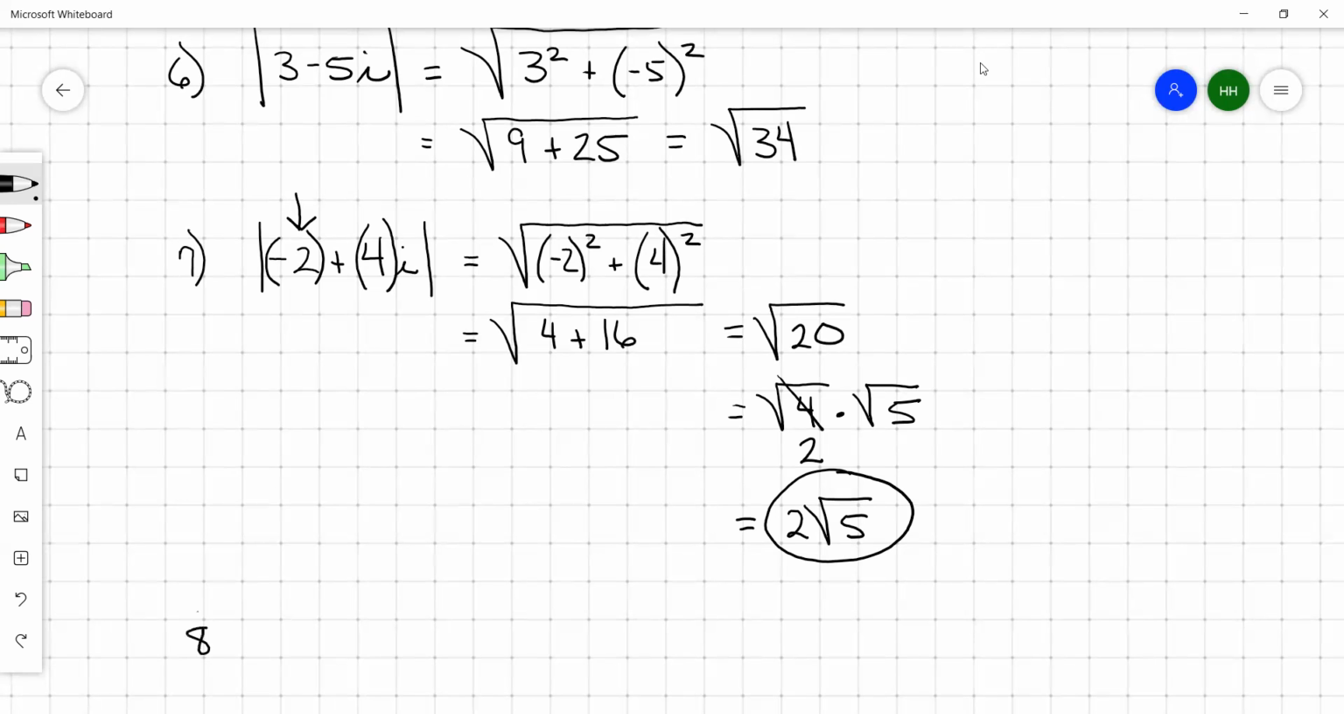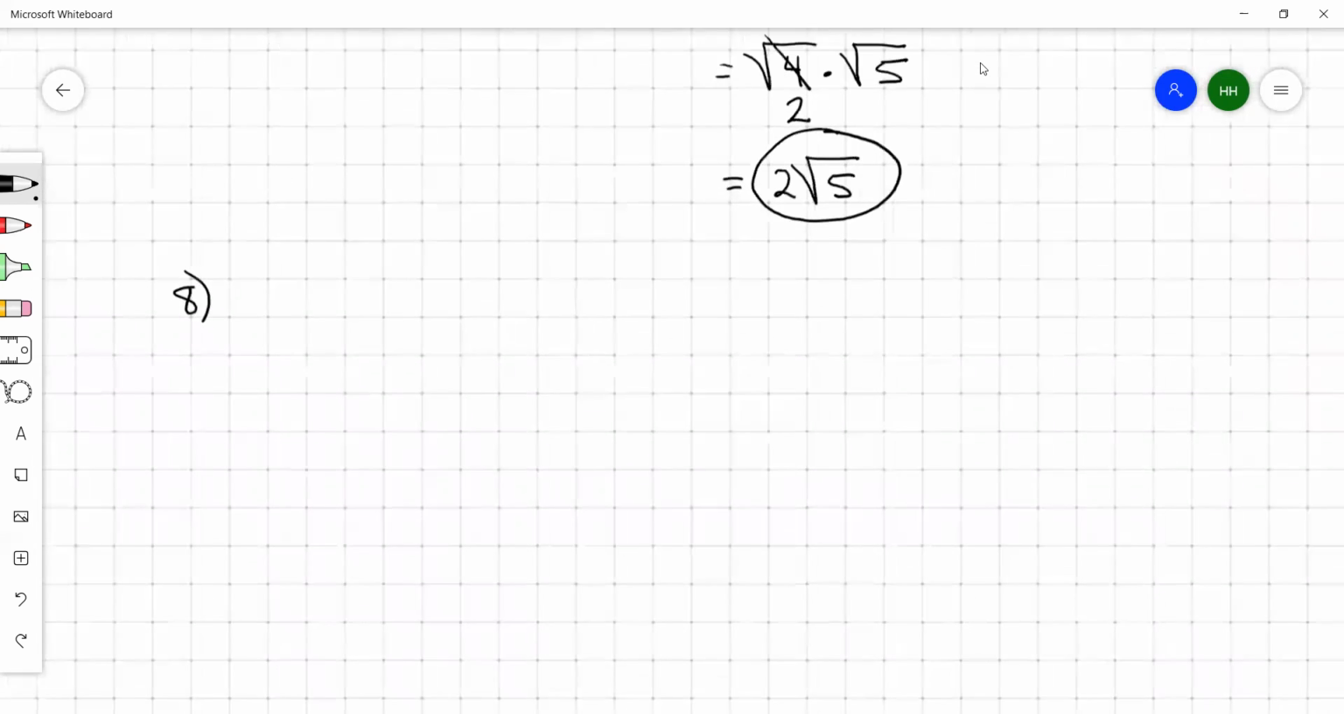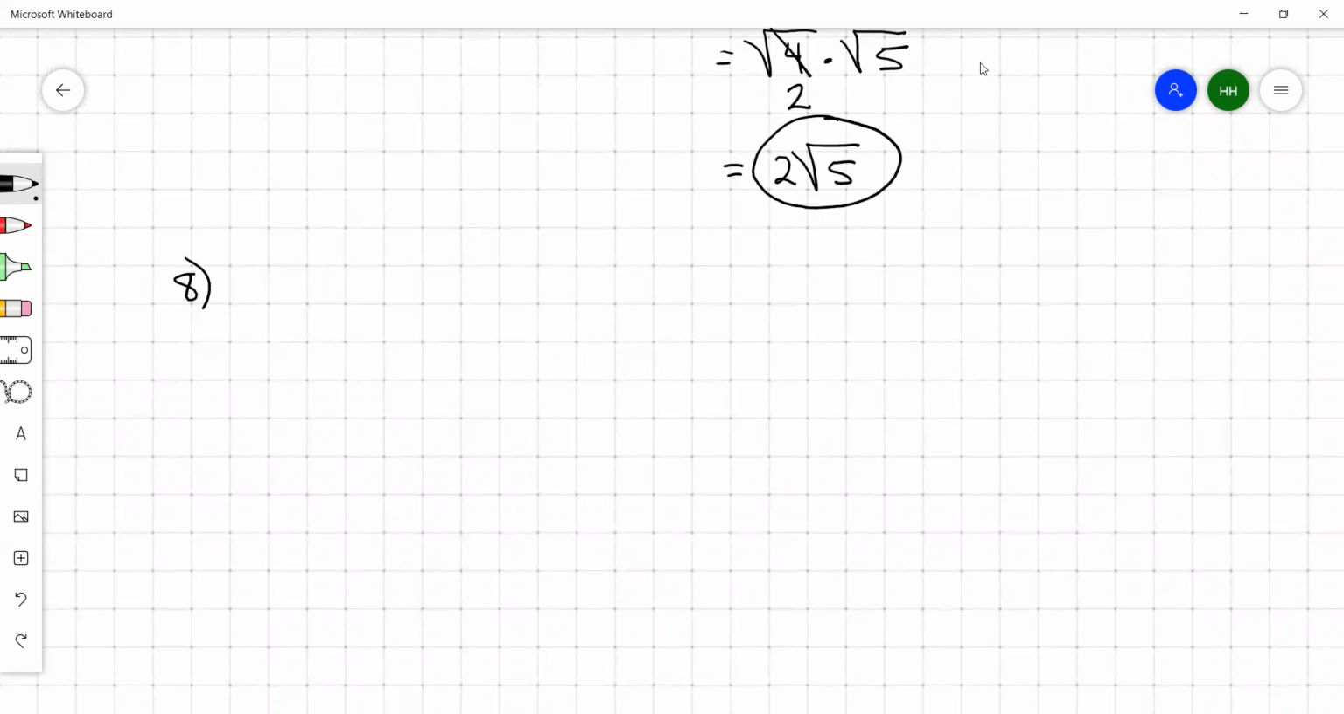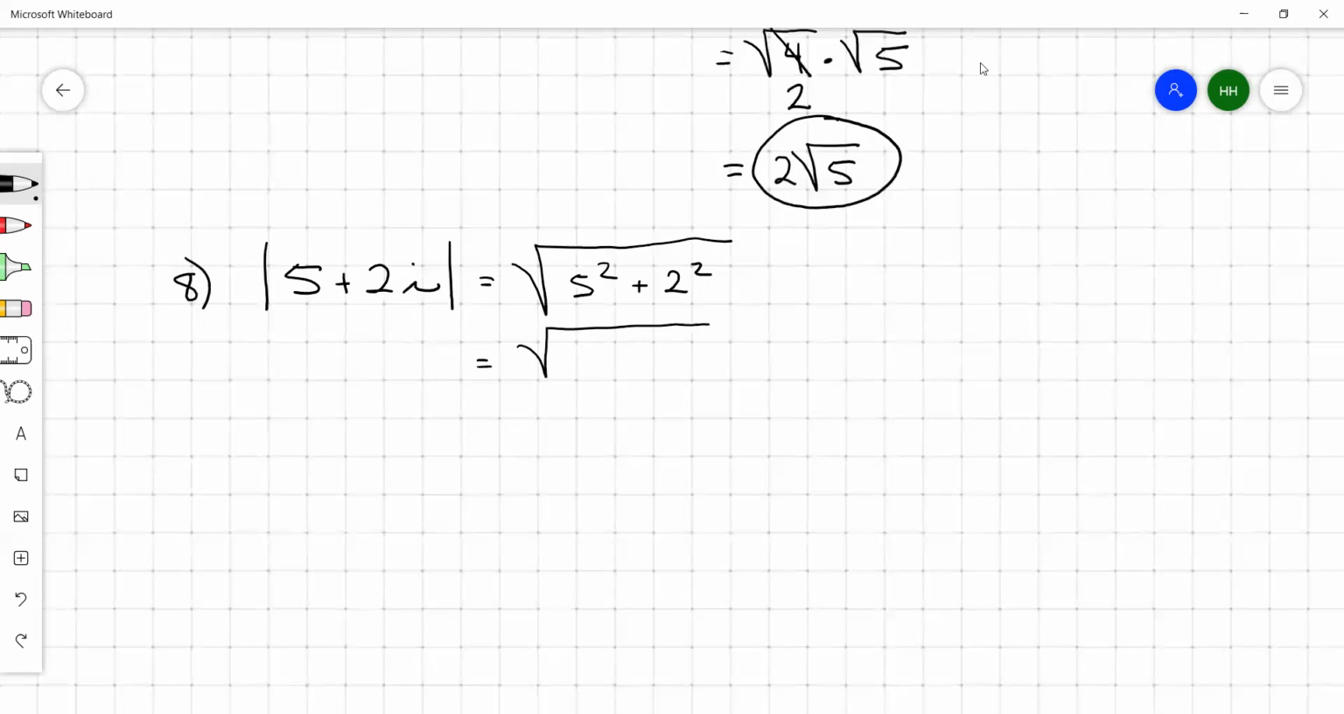All right, number 8. 5 plus 2i. Absolute value of 5 plus 2i. So that's going to be the square root of 5 squared plus 2 squared. That's the square root of 25 plus 4. And that's the square root of 29. There are no perfect squares that go into 29 evenly. So you're finished.